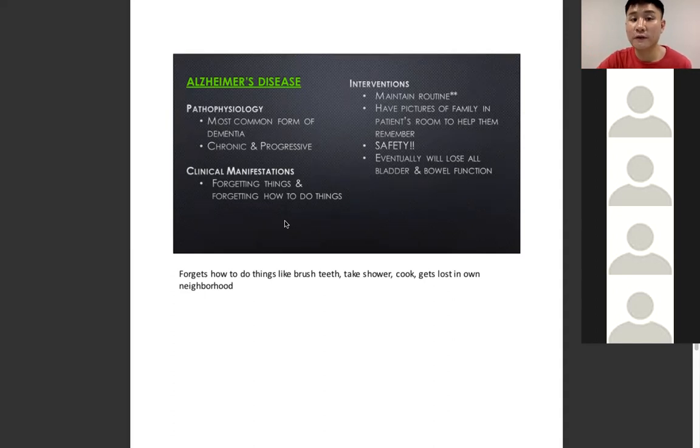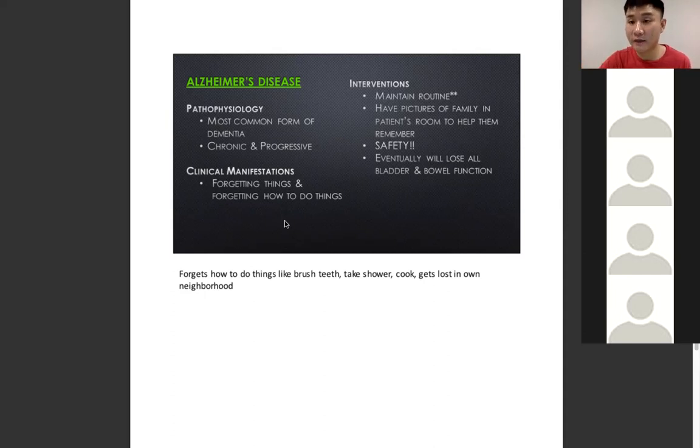So the intervention for someone who has Alzheimer's disease is to maintain the routine. So please remember that. Routine is Alzheimer's. When you hear about Alzheimer's, routines. When you see routines in the test, think of Alzheimer's, okay? Because that's the thing that we do for Alzheimer's patients. They need a schedule, routines. They need to be in the routine.